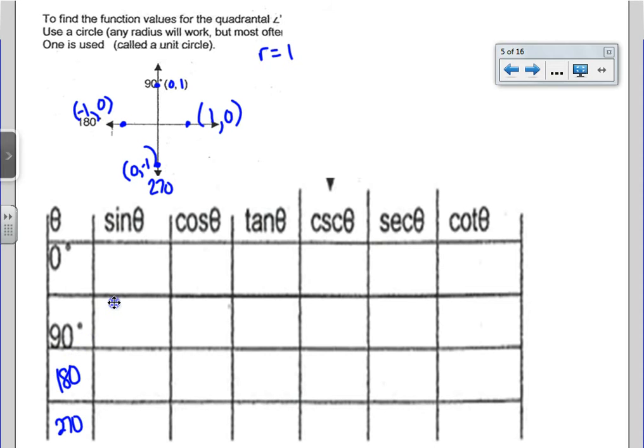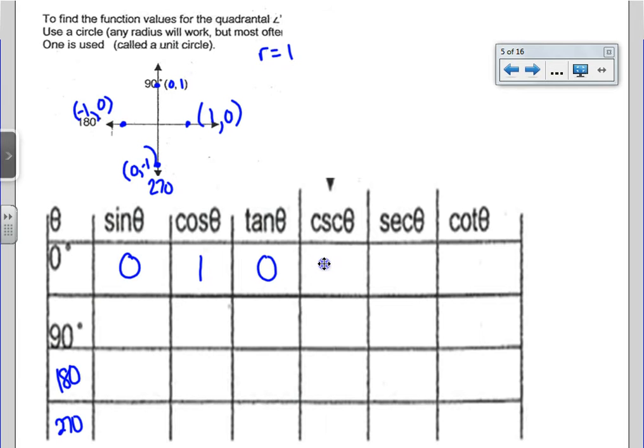So let's start with 0. The sine of 0, remember, is y over r, so 0 over 1 is 0. The cosine of that same angle, or in this case a point, would be x over r, so 1 over 1, which is 1. The tangent would be y over x, 0 over 1 is 0.